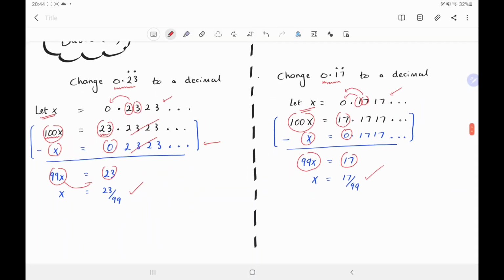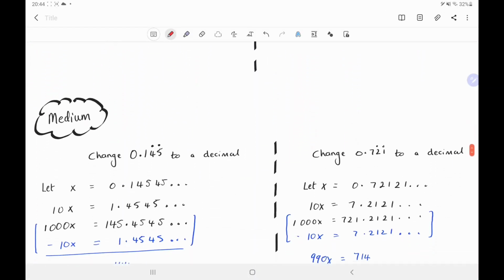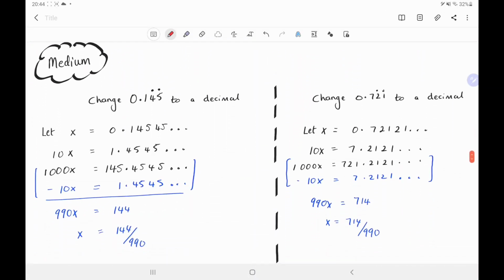But sometimes not all the digits are recurring. So I've written medium difficulty here, but it might be hard. So just look at those two questions. They're both going to be set up in exactly the same way. We have 0.145 with the 4 and 5 recurring, and 0.721 with the 2 and 1 recurring. So each of these has a little problem here. The question on the left has a digit that doesn't recur. The question on the right has a digit that doesn't recur.